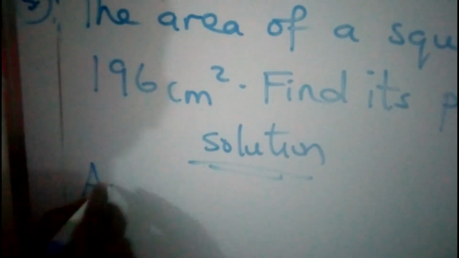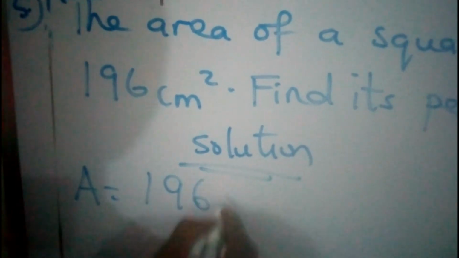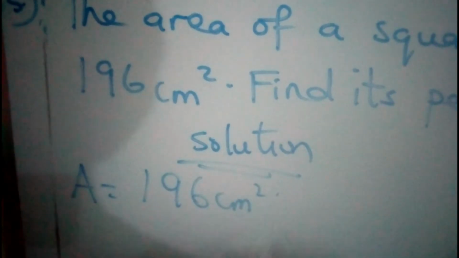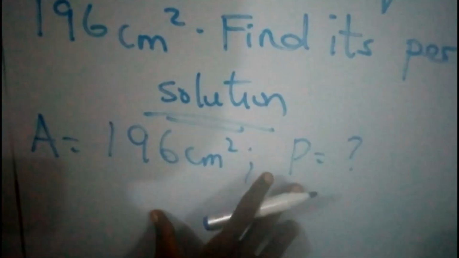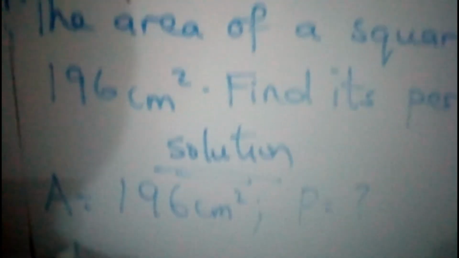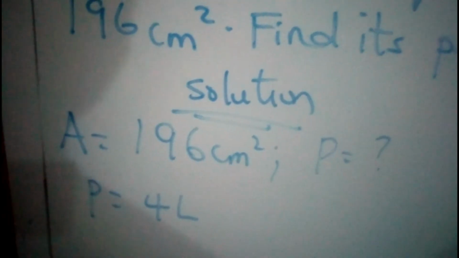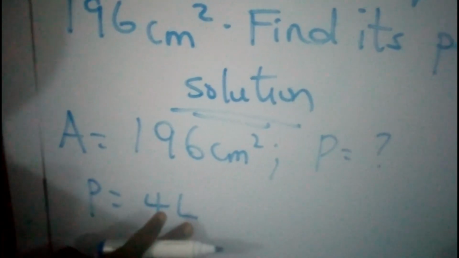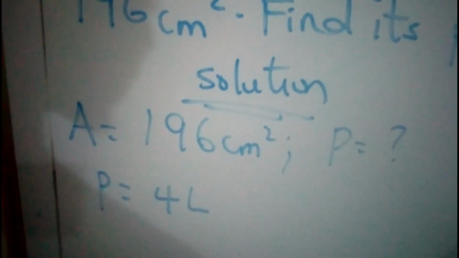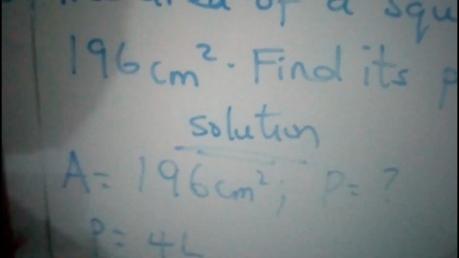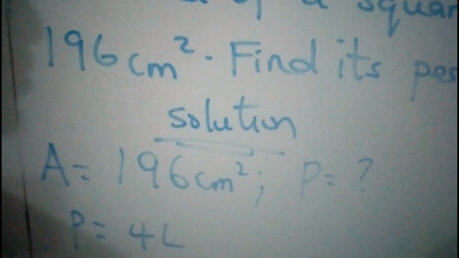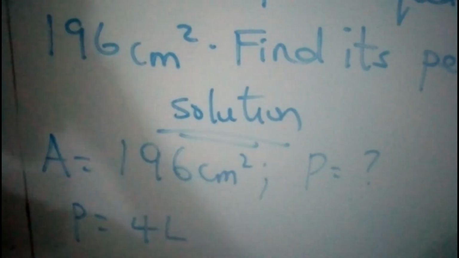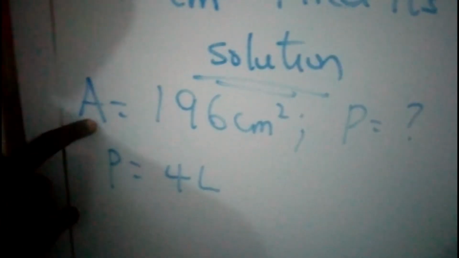So let's list out the dimensions given. Area is given as what? 196 centimeters squared. And we have to find what? Perimeter. Now, to find the perimeter of a square, the formula is what? 4L, isn't it? So to find this perimeter, we need length. But the length is not given. But if you look carefully, you discover that your area is given. For them to give you area, it means the needed length can be gotten from area. And remember, we did that the last time. So you use your given area to find the length.